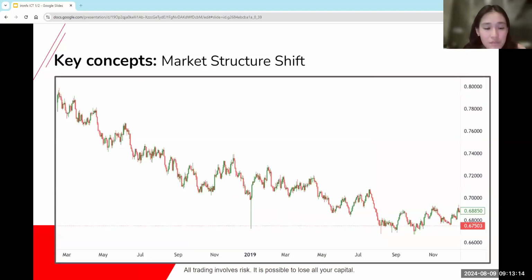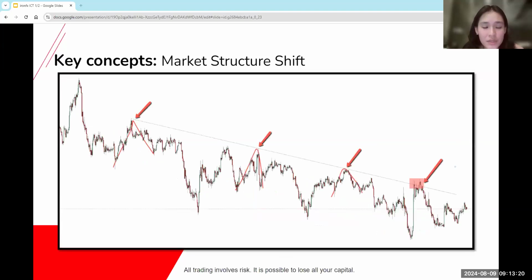Okay, so you can see here the kind of market structure. It's a very clear downward trend here as well. Of course, in this example, we are using a descending trend line as well to identify the trend in this market structure.